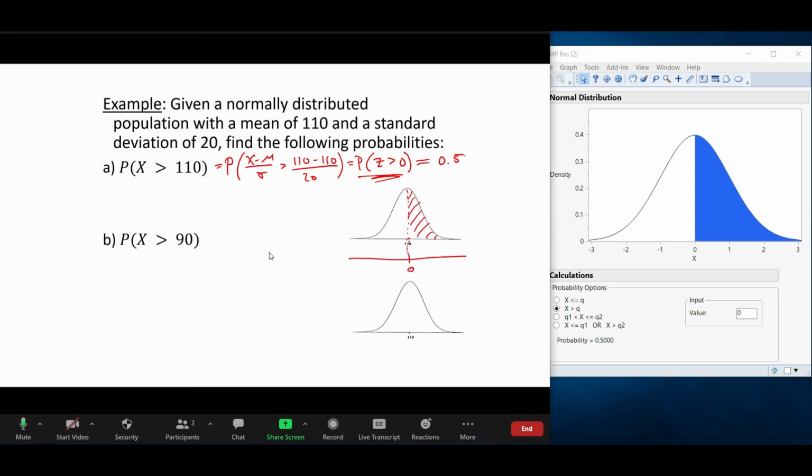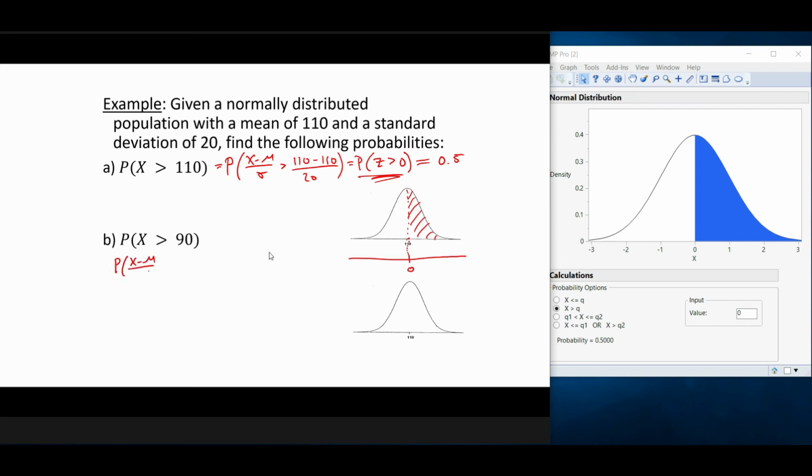In part B, we want to know the probability that x is greater than 90. So let's standardize that. The probability that (x minus mu) over sigma is greater than (90 minus 110) over 20. So that's the probability that a standard normal random variable is greater than negative 20 over 20. So that's the probability that a standard normal random variable is greater than negative 1.